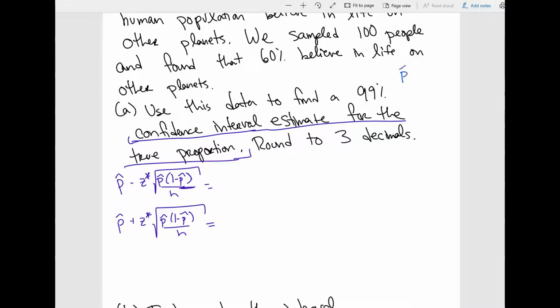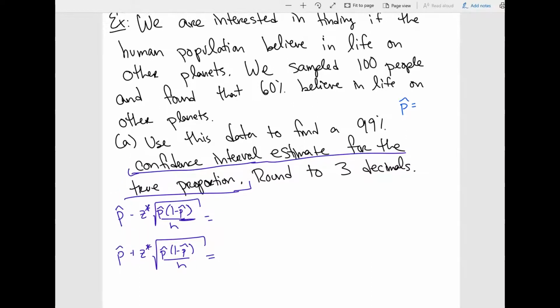First, let's figure out what p hat is. p hat is the sample proportion, the proportion of people who believe in life on other planets. This is already given to you: 60%, so that's 0.6. p hat can be given to you as a percent, or you might have to calculate it as a fraction, but luckily it was already given to us. Now we need to figure out what n is. Well, n in this case is 100. Notice that they sampled 100 people, so n is equal to 100.